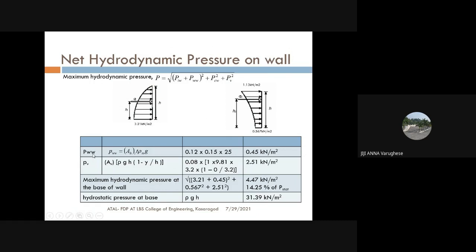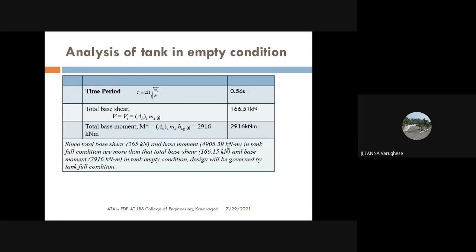And then we have to calculate wall inertia, pressure due to wall inertia, pressure due to vertical acceleration, then find out maximum hydrodynamic pressure at the base of the wall. It is coming only as 14.25% of the hydrostatic pressure. So in the analysis of this water tank, we had not considered hydrodynamic pressure.